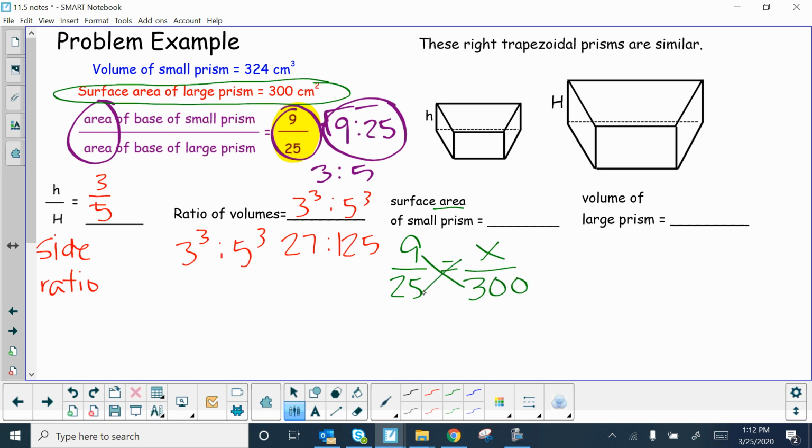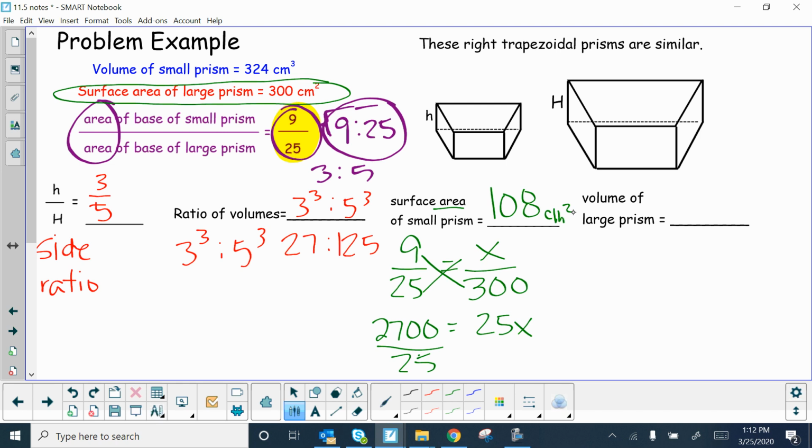So now let's cross multiply. 300 times 9 is 2700, and that's 25x. So I'm going to divide by 25. And how many times does 25 go into 2,700? 108 times. So this is 108 centimeters squared.